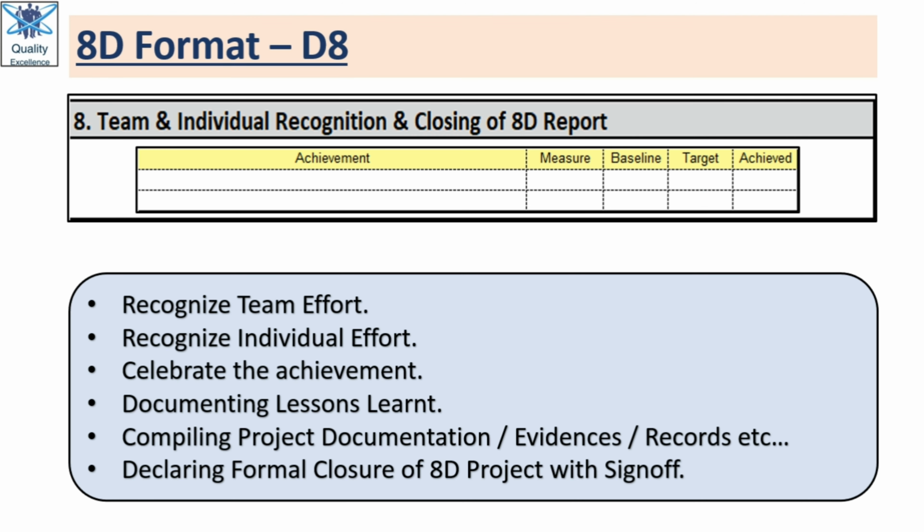Now finally 8D, that is D8, and D8 is team and individual recognition and closing of 8D report. Here you need to know what you have achieved. So what was the baseline, what was the target, and what you have achieved, that should be documented here. Then whatever you have achieved, you should recognize the team effort. The persons who were involved in that team, you should recognize them. Then you should recognize the individual efforts also.